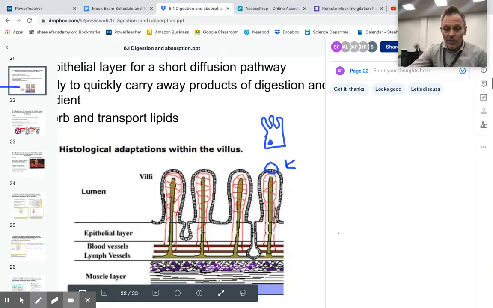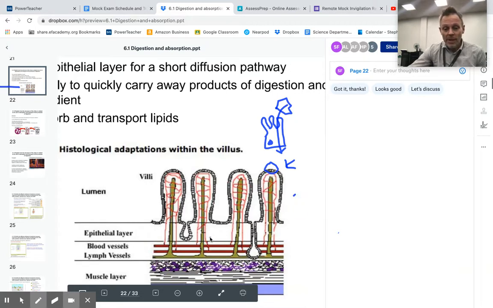Also, the fact that it's only one cell thick, if I have my glucose molecule out here in the lumen, it just has to go through this one cell and eventually into our blood vessels here that we see in red. So it's a really short diffusion pathway. Let's talk about the blood vessels. So that's the third thing we need to talk about.